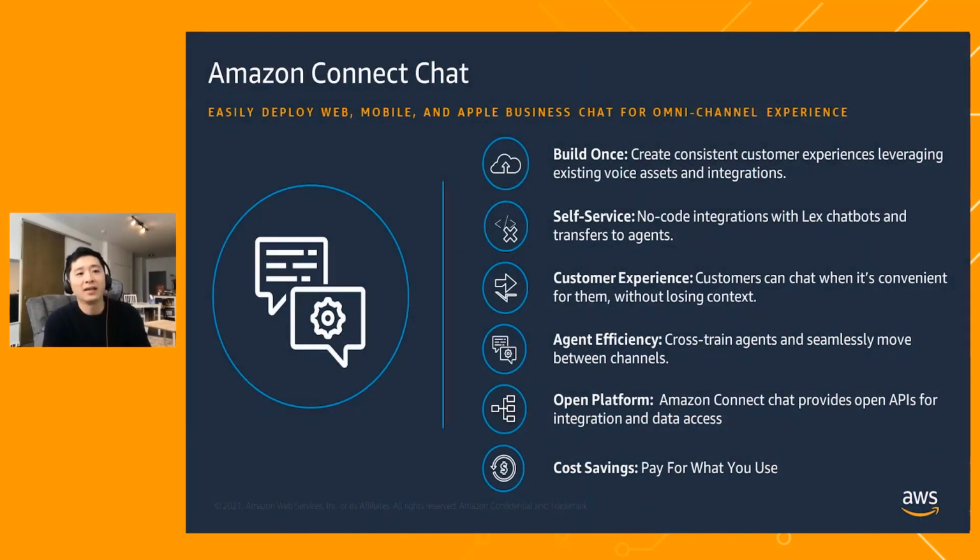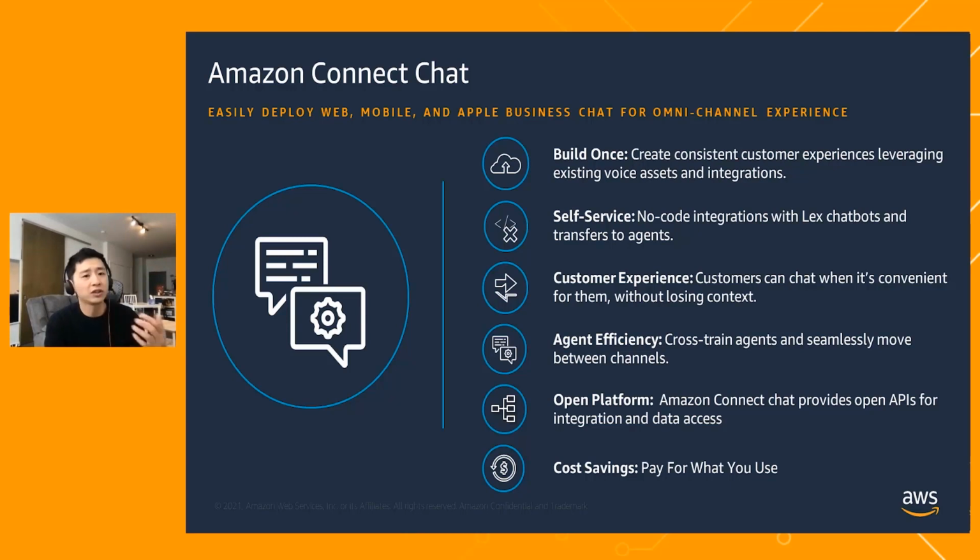So Amazon Connect Chat is one of the capabilities inside Amazon Connect. You're able to build once and create a consistent customer experience for both your voice and chat channels. You're able to leverage the same authentication mechanisms, the same data, the same AI functionality inside Amazon Connect to provide that self-service, no-code integrations. You're able to really enhance your customer experience by providing them access to the channels that are convenient to them, enable them to reach out and ask for help when they need to.